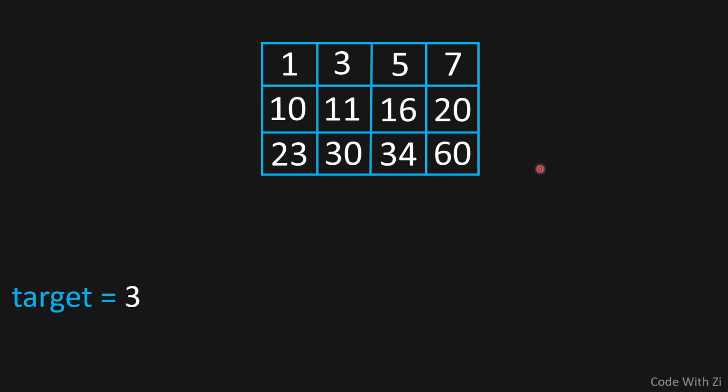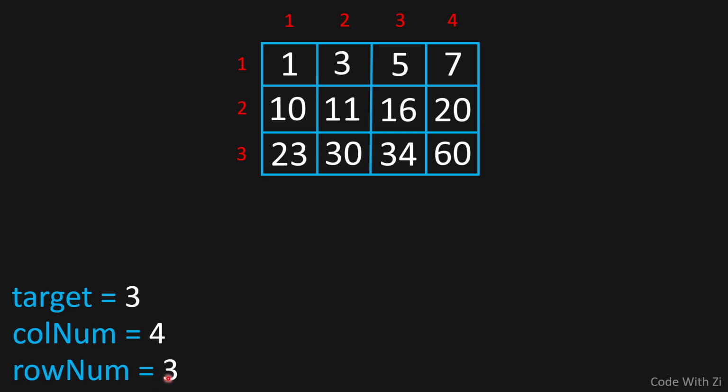The first thing that we need to know is how many columns we have. Well, let's count them. 1, 2, 3, 4. So we have 4 columns, and the column number is gonna be 4. And how many rows do we have? Well, let's count them. 1, 2, 3. So we have 3 rows, and the row number is gonna be 3. All right, we have these two defined. Now you're gonna see why we're gonna need this in a bit. But if we're applying binary search to an array, we're gonna need 3 important variables.